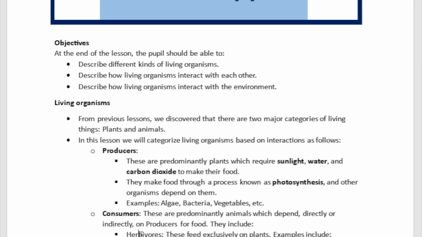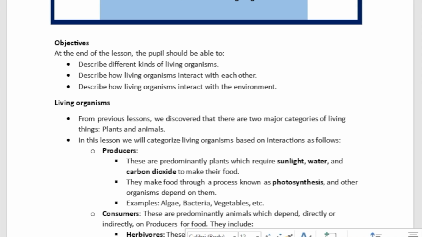There are herbivores. Say that with me. Herbivores. And then there are carnivores. Carnivores. And then there are omnivores. Omnivores. So what are herbivores? Herbivores are animals that feed exclusively on plants. They are going to be things like sheep, goats, horses, cows, and all those kinds of animals. They just eat plants.